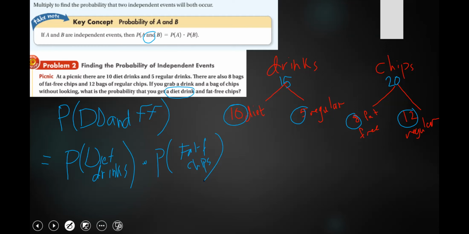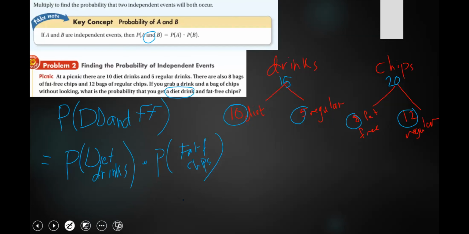Now, what is the probability of getting diet drinks? How many are diet? 10 out of 15. How many drinks in all? 15. Now, let's come back to the fat-free chips. How many fat-free chips do we have? 8 over 20. Yes. Then we get 4 over 15.